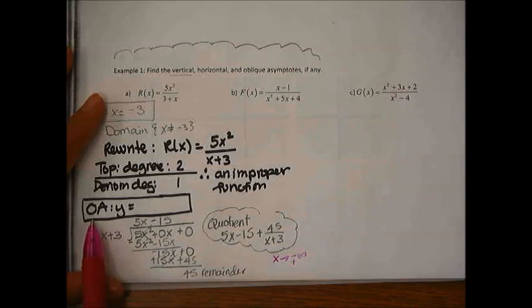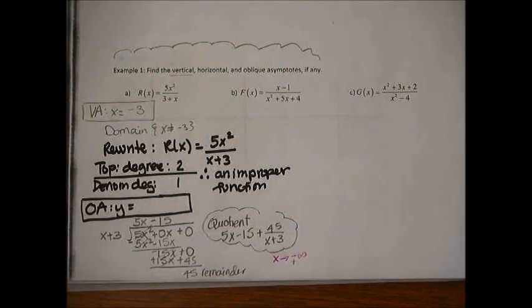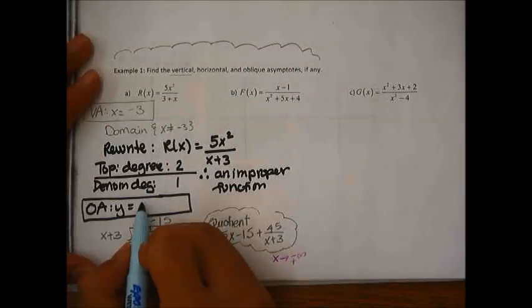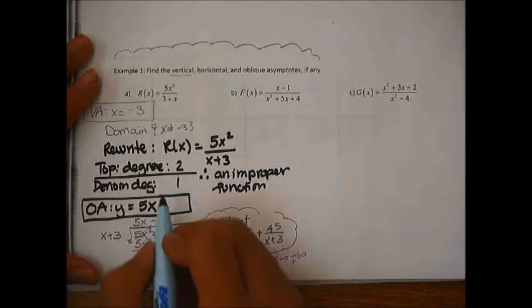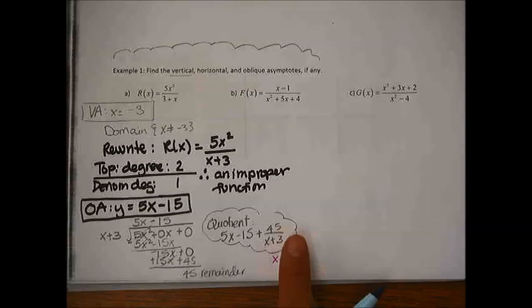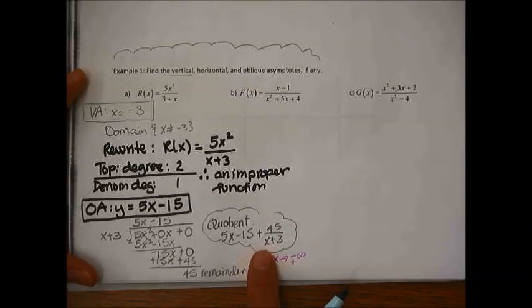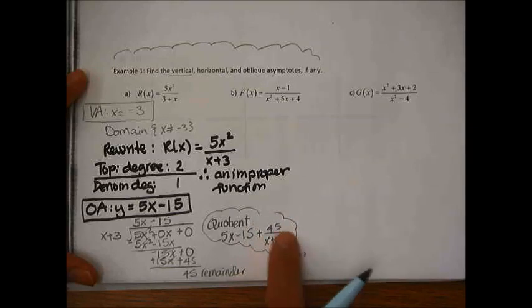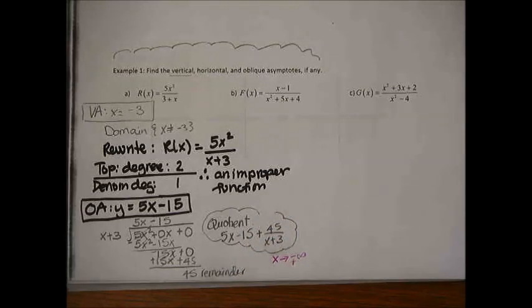So in my oblique asymptote, I would only write 5x minus 15. And again, I can ignore the remainder because if x approaches a super ginormous number, this is getting closer and closer to 0. So I don't need to worry about it. So that's our example A.